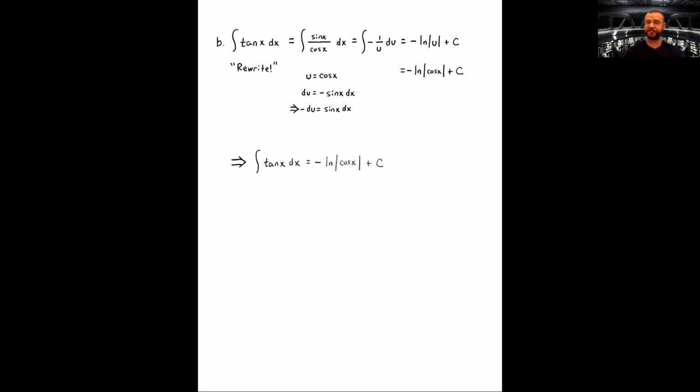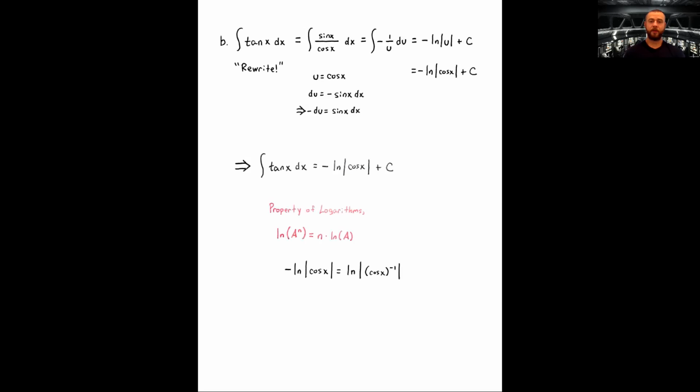Now this is an acceptable answer, but if you're checking other resources, you might have encountered a different answer, natural log of secant x. So let's see how that might come about. This uses properties of logarithms, which hopefully you haven't forgotten. The version or property we're going to use is the version that relates exponents or powers inside to factors out front. So natural log of a raised to the nth power is equivalent to that exponent coming down as a factor n and then multiplying natural log of a.